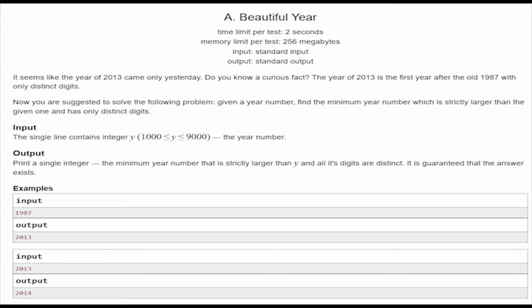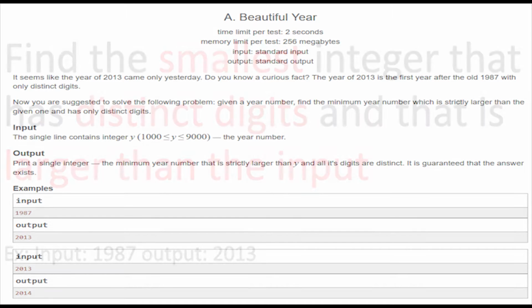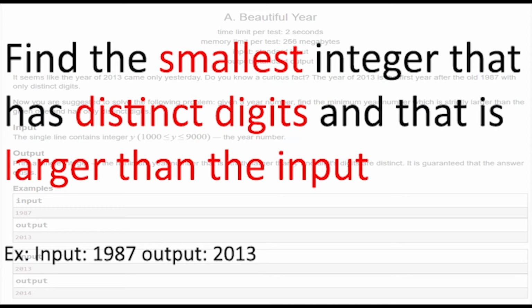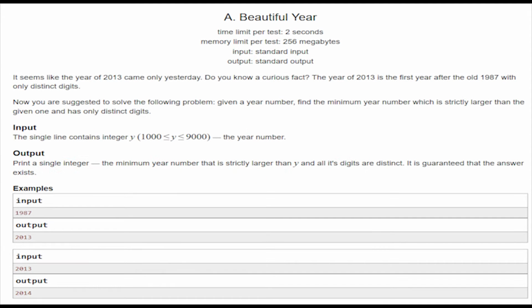So I've taken the liberty to actually go through the text and do this shortening myself in order to save some time, and the sentence that I've got goes as such: find the smallest integer that is strictly larger than input and has distinct digits. Now this is a lot to unpack, and it's actually two separate problems in one, as we will see later.